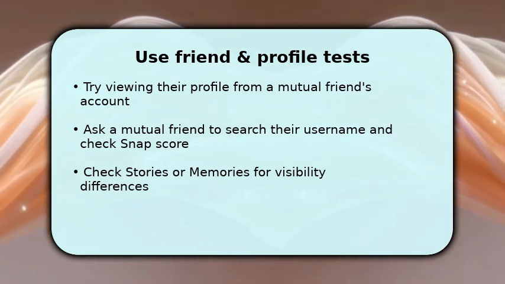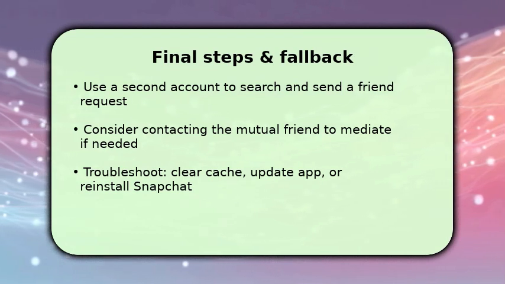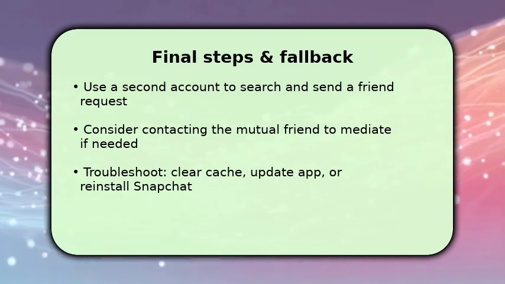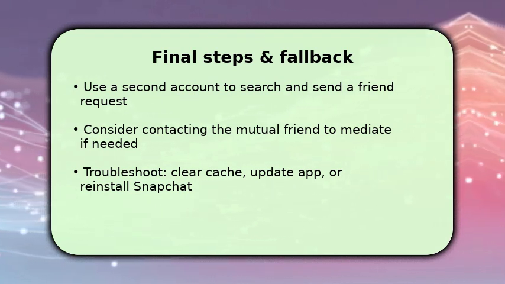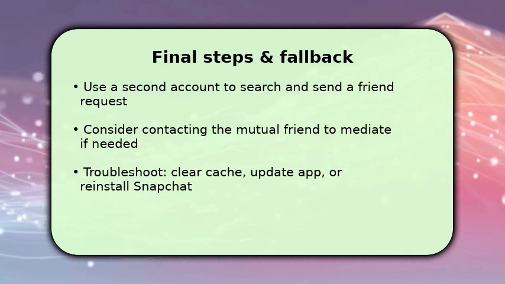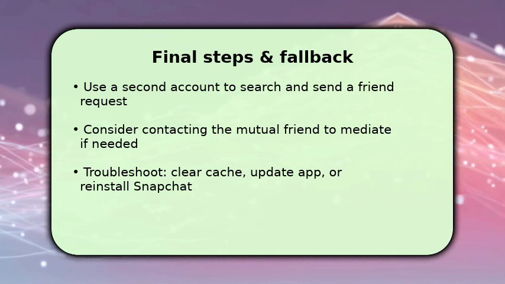Finish the process with a safe verification and a fallback plan. Create or borrow a second Snapchat account and search or send a friend request. If the request goes through and the profile is visible, you were blocked on your main account. If results are ambiguous, ask a mutual friend to mediate and confirm directly.